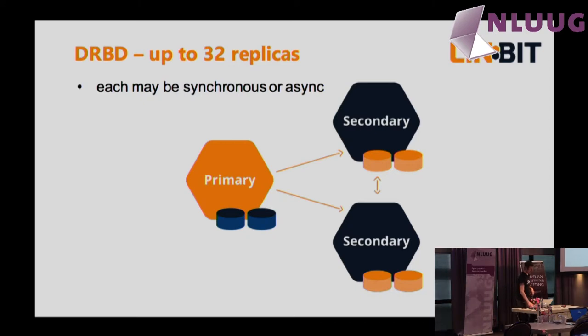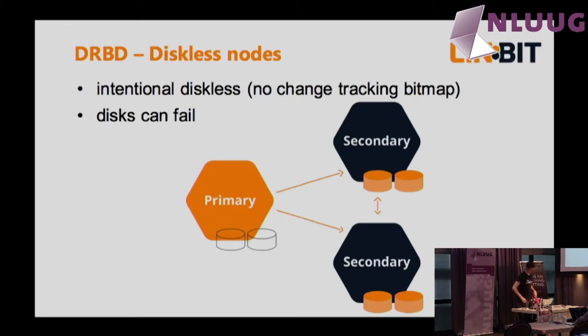There are some more details about that. If the primary suddenly disappears, then some secondaries might have gotten data that others didn't, and then they resynchronize as well. It's called a reconciliation. That's a bit too much in detail for today because we only have that much time, but it's an interesting detail.